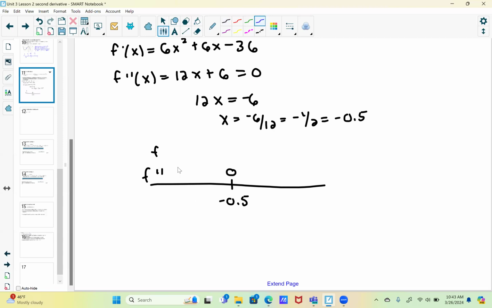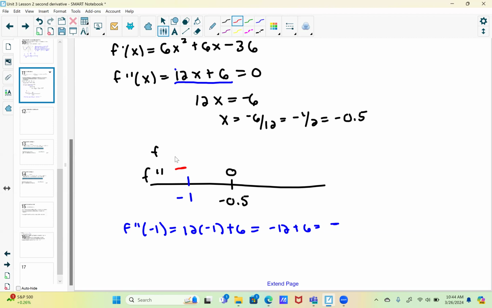And this time I'm plugging them into the second derivative because I need to make sure that the second derivative changed sign. So I'm going to pick some number that's less than -0.5, which we could do like -1. And I'm going to plug that into the second derivative and find the sign. So I'm going to plug it into here, my second derivative. And if I do that, again, I don't care about the value, I just care about if it's positive or negative, and I can see that this is negative. Okay, so that means my function is concave down from -infinity to -0.5. That's this interval.